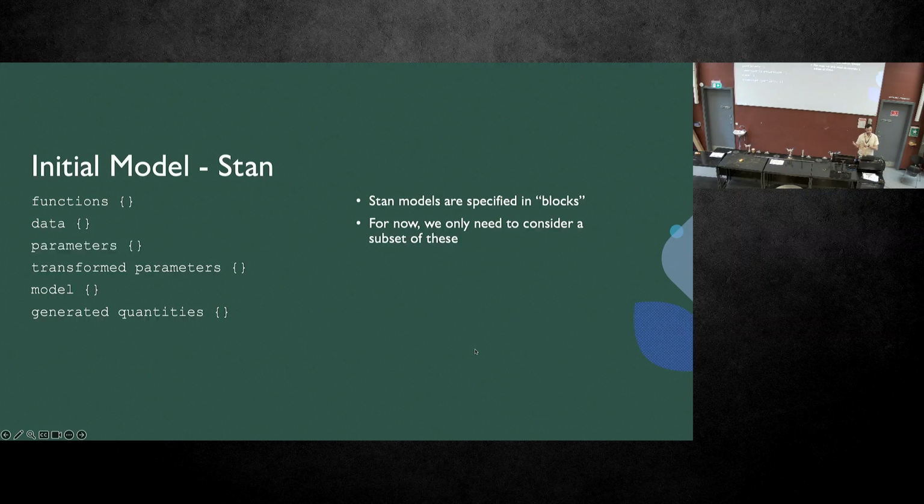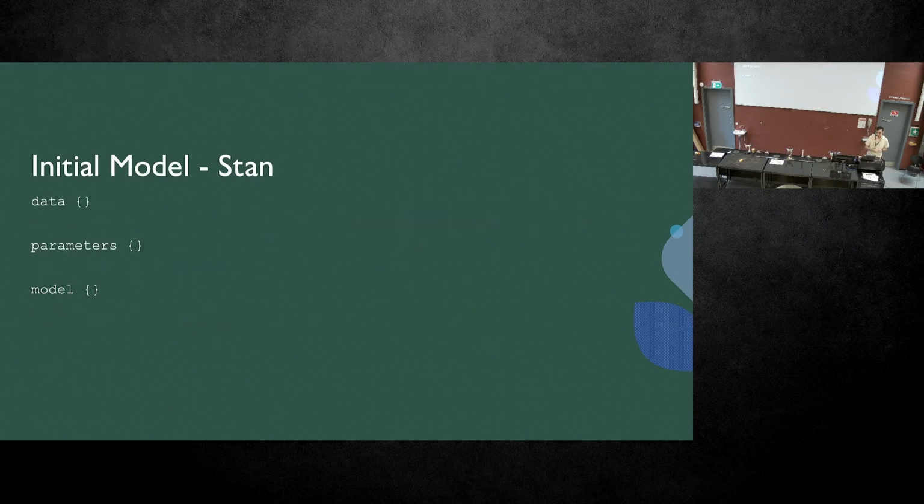So to translate this likelihood into Stan, we have to talk about what a model even looks like in Stan. So Stan models are specified in blocks. So there are 6 possible blocks. I did just have to count that. For the session today, we're only going to be covering a subset of them, but it's helpful to know that there are those different options. So to start with, let's just have a look at the data, parameters, and model block.